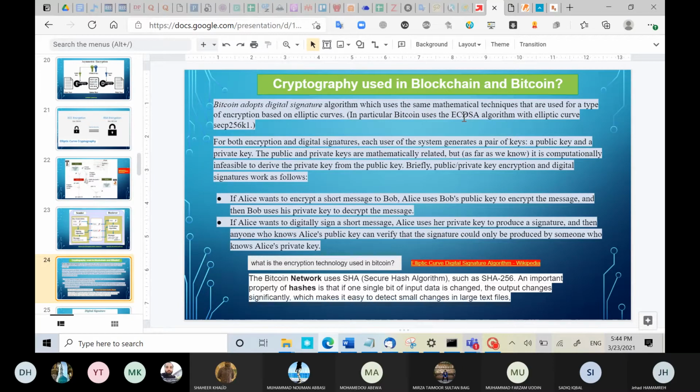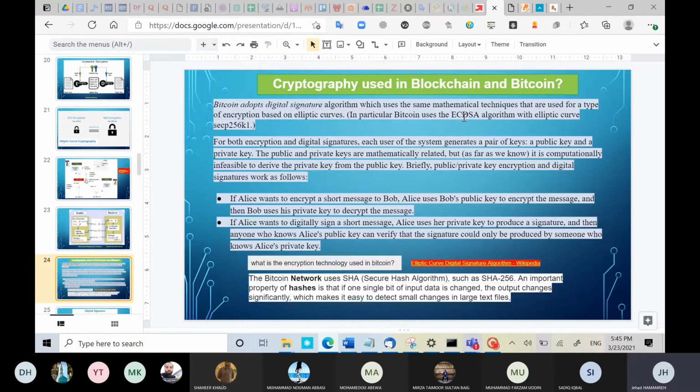So both keys are mathematically related, and it's computationally infeasible to derive the private key from the public key. Let's say I gave you a public key, and I tell you find the private key. It's so difficult mathematically, and it would take years, even using a supercomputer sometimes, because it depends on the computational complexity of the reverse function that you are using in the encryption method.